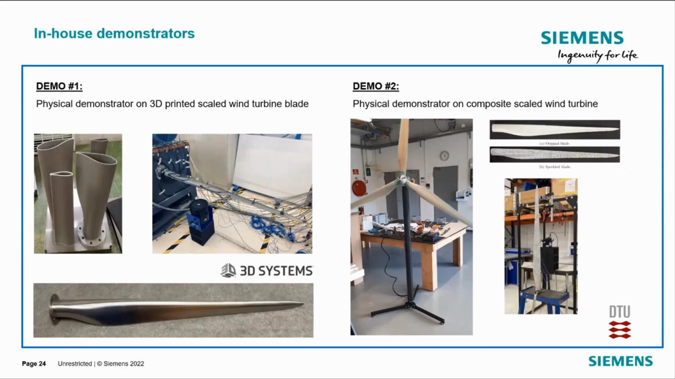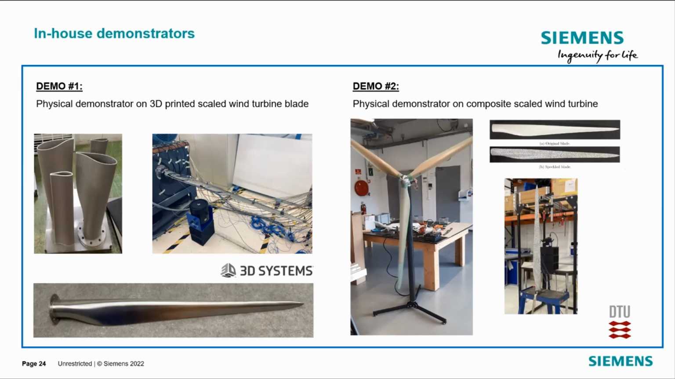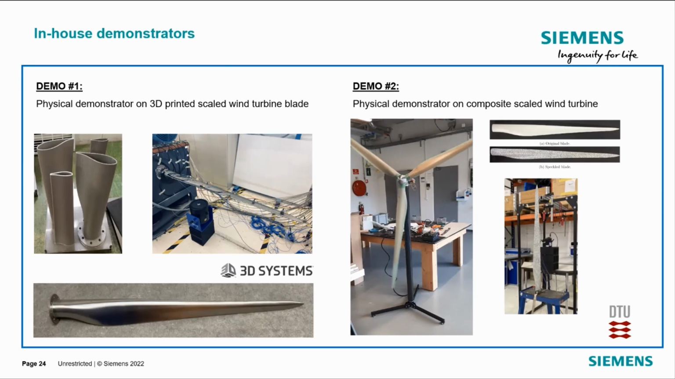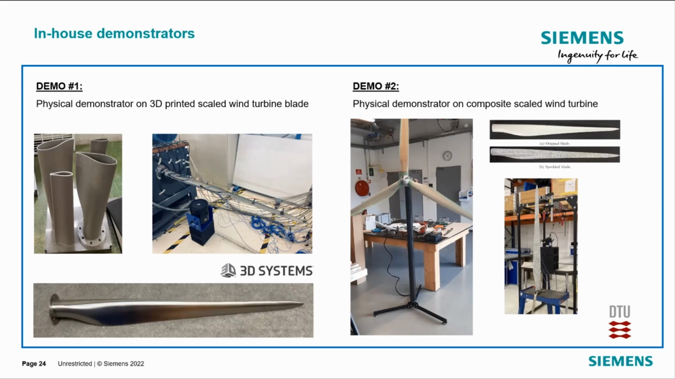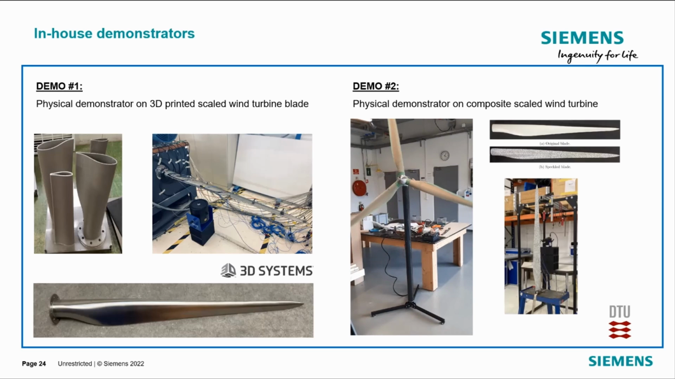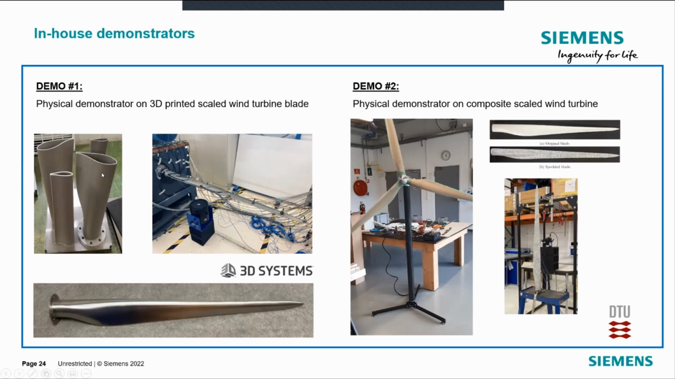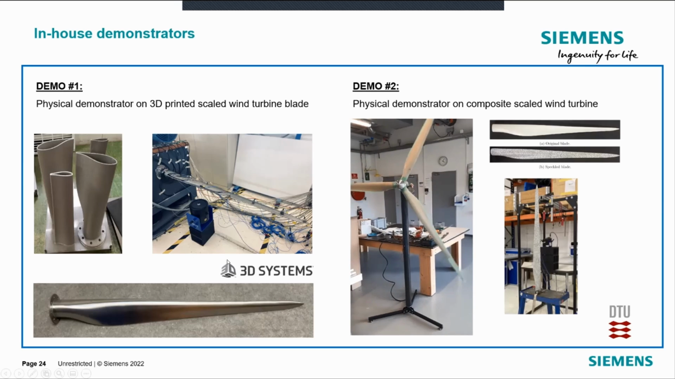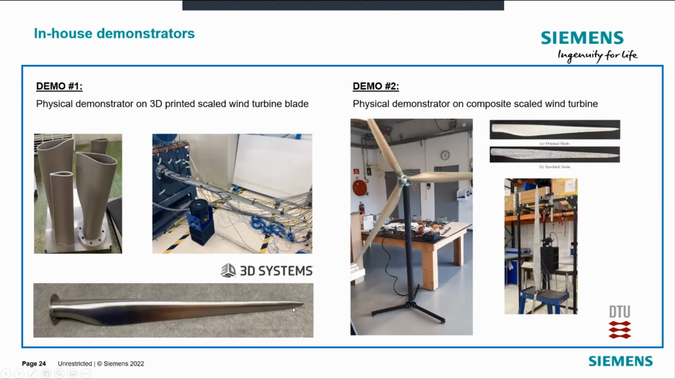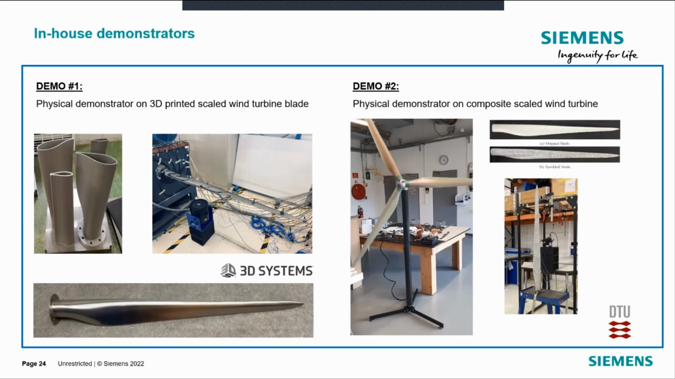So we went back to the lab, and we decided that we needed to have some in-house demonstrators. And that's what you see here on this slide. So we have two physical demonstrators in the lab now at Siemens. And the first one is a 3D printed scaled wind turbine blade. So it's a bit of a fancy example. You see the 4 parts in which it was built by 3D Systems, a company based in Flanders as well, in Belgium. And then it was polished, and then we have a quite nice shape blade. So the design here comes from DTU. That's the same blade that you saw in the previous picture. It was downscaled 10:1, and then we printed it in titanium in this case.